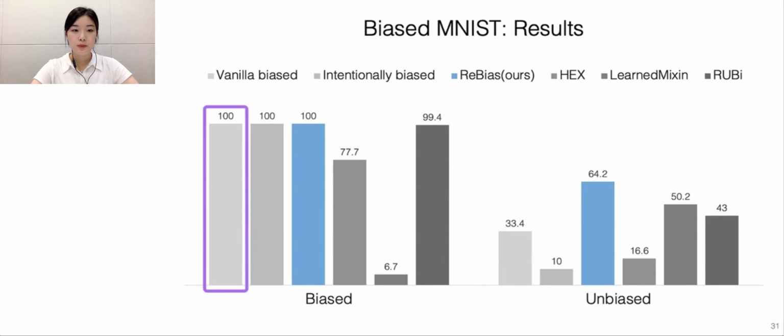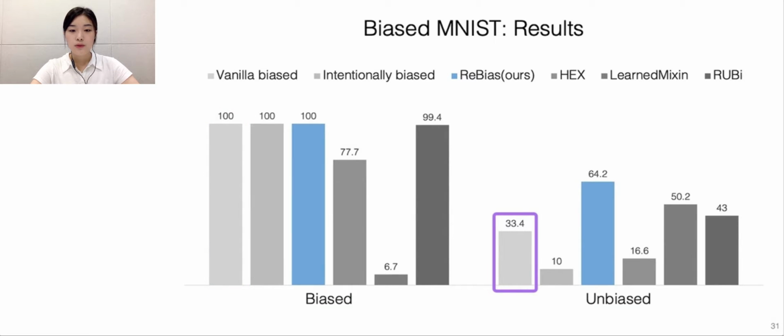Vanilla achieves 100% accuracy under the bias setting. This is how most machine learning methods are evaluated, but it does not show how much the model relies on bias for prediction. When we randomly assign colors to the label, the accuracy plummets to 33%. For the intentionally biased model, the accuracy plummets to 10%, which is random chance.